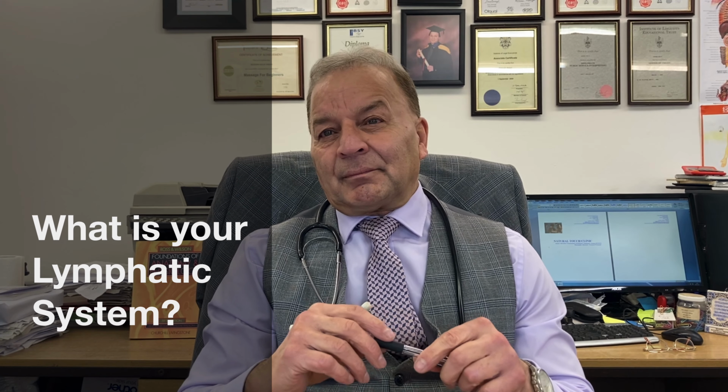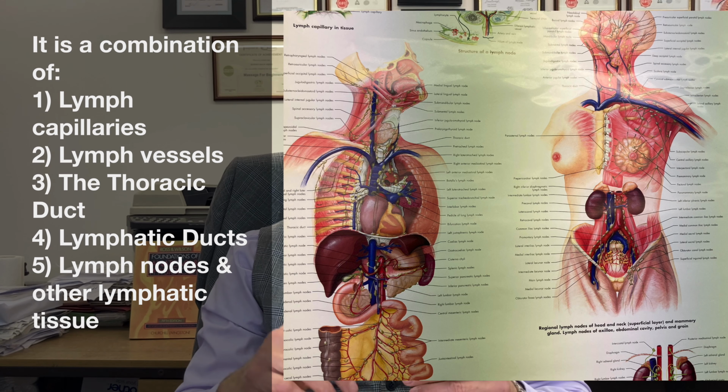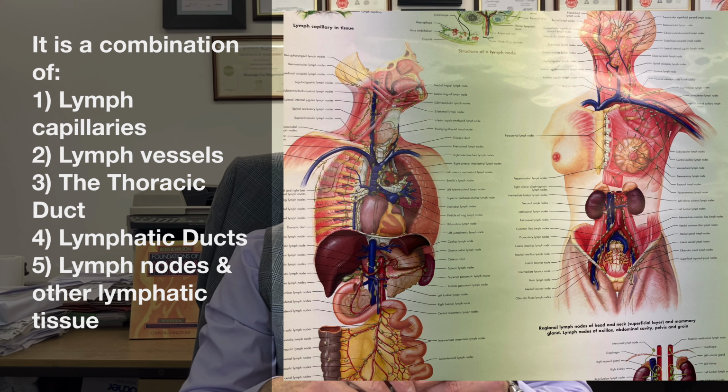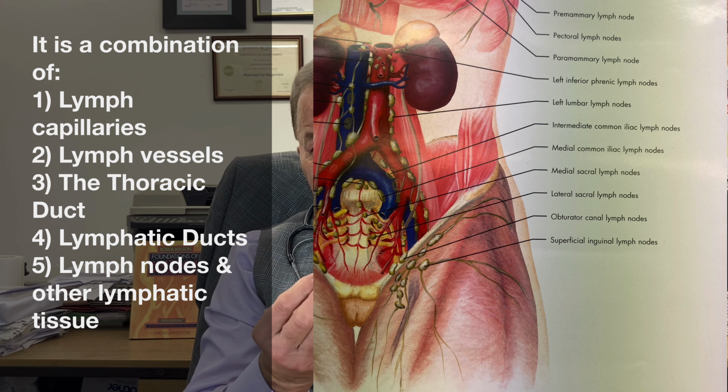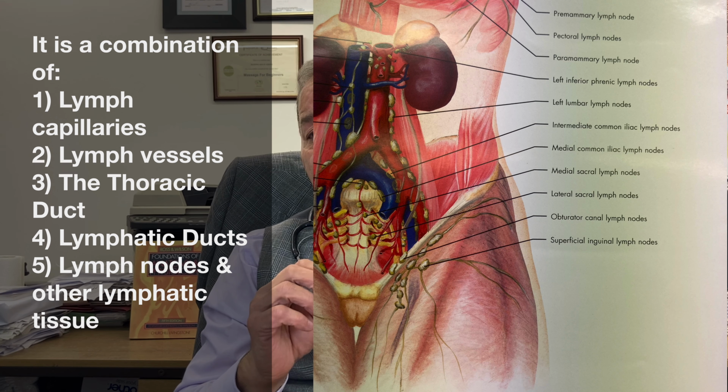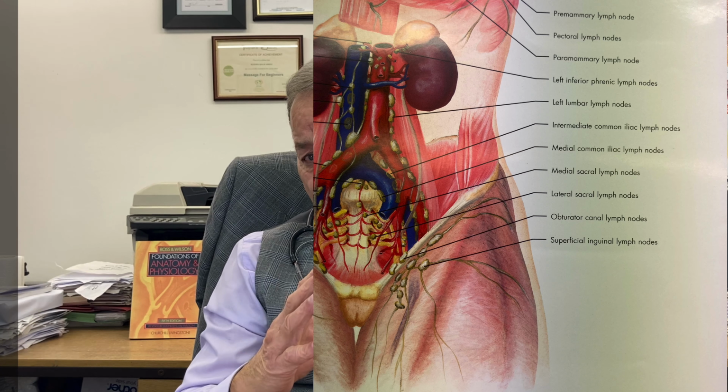So, what is your lymphatic system? Well, it's a combination of lymph capillaries, lymph vessels, thoracic ducts, lymph nodes, and other lymphatic tissues.